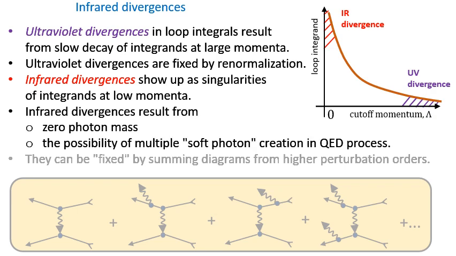These divergences have a true physical explanation associated with the zero photon mass. Since the photon is massless, each collision of charged particles may produce a huge or even infinite number of so-called soft photons, which have negligible momentum and energy.